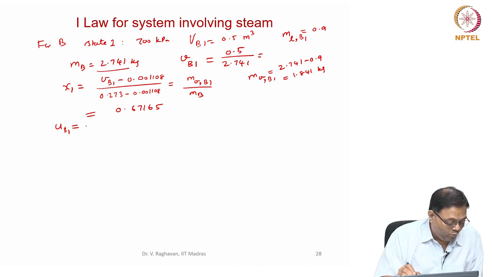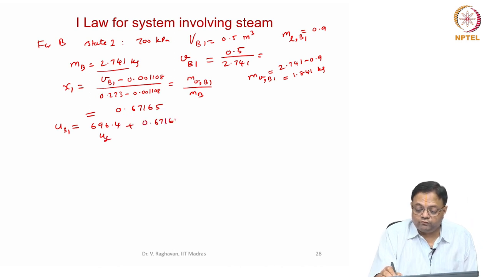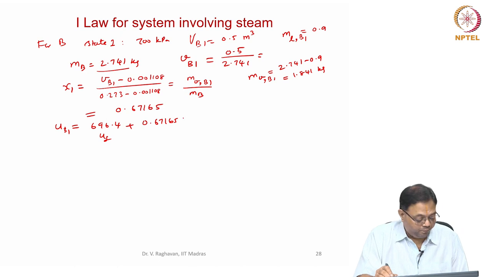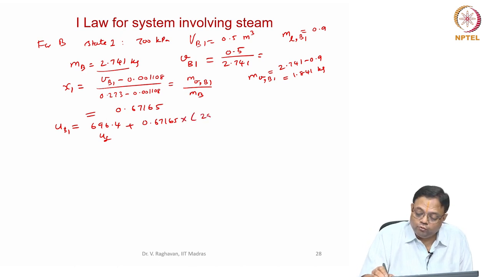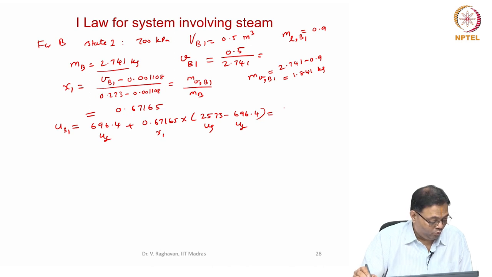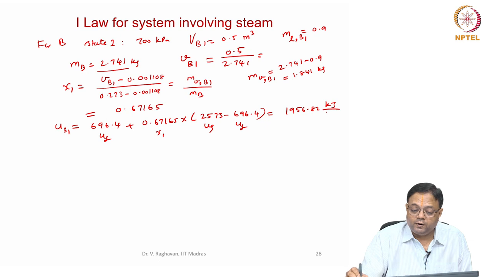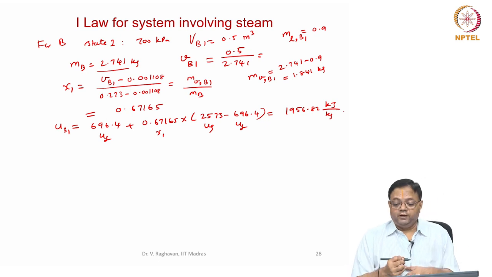From this I can find the initial specific internal energy U B1 as 696.4, this is Uf, plus x1, 0.67165, into 2573 minus 696.4, this is Ug, this is Uf, this is x1. That will be equal to 1956.82 kilojoules per kg. So this is the value.